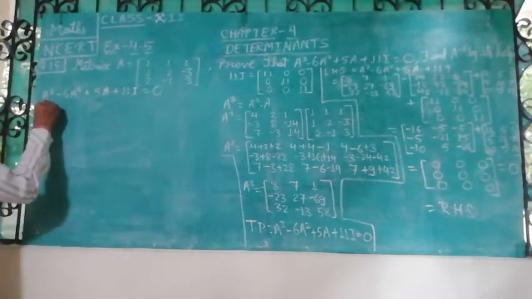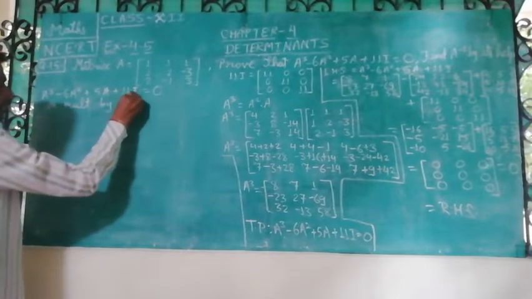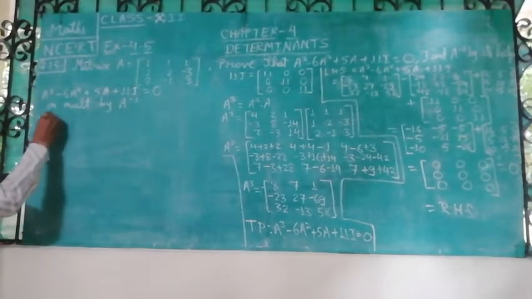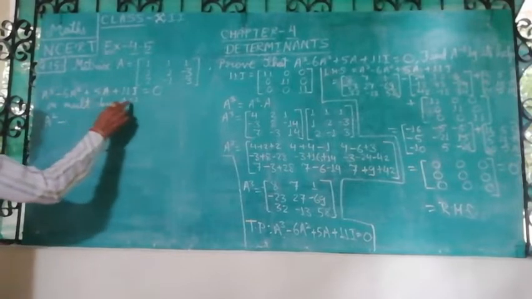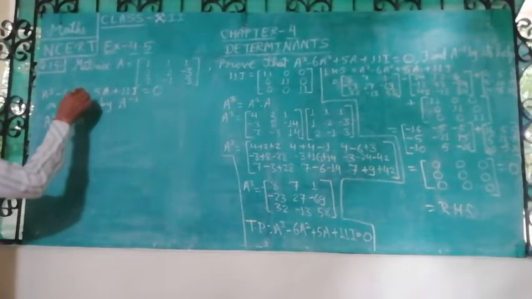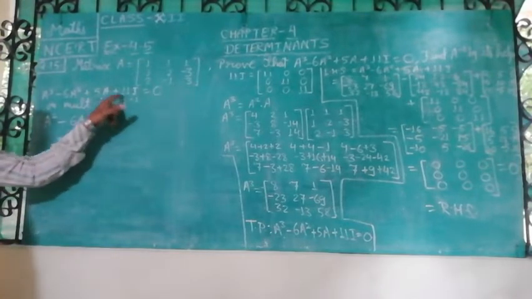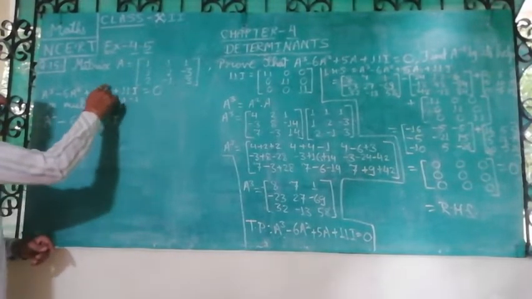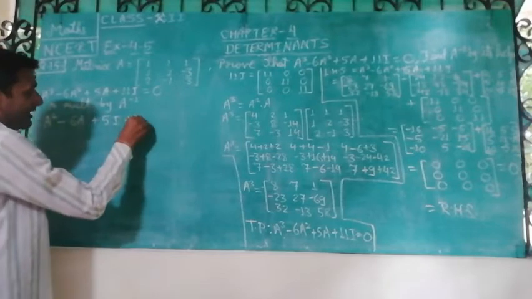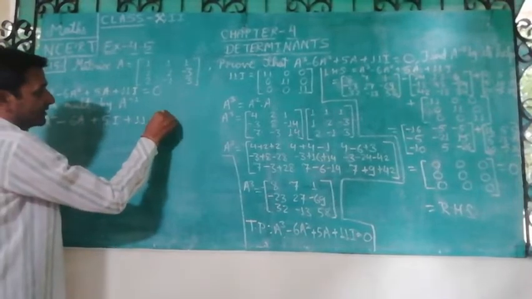So on multiplying by A raised to the power minus 1, what will it become? If we multiply by A raised to the power minus 1, then 3 minus 1 is 2, minus 6 into A raised to the power 2 minus 1 is 1. So A raised to the power 1 plus 5I, it will become I, because A minus 1 is A raised to the power 0. A raised to the power 0 means it is the identity matrix, we can write, plus 11. If I is multiplied by A inverse, then it will become A inverse, is equal to O.